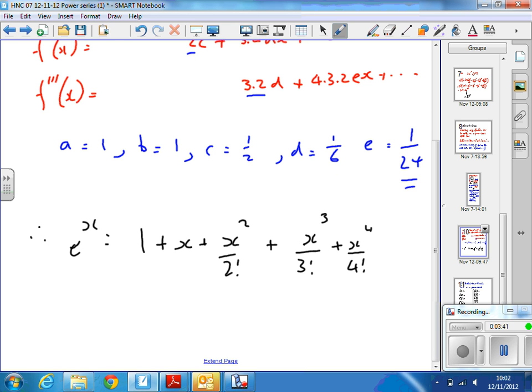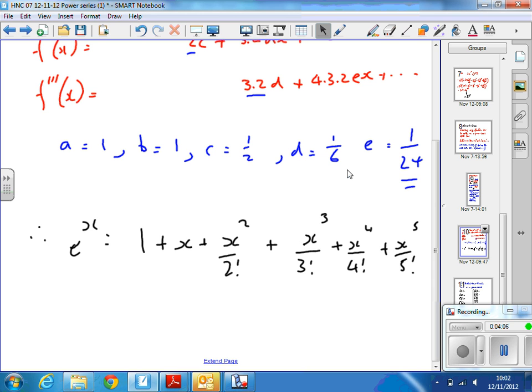Once we start to see the pattern emerging, we can say, okay, I don't need to carry on applying the Maclaurin series anymore. I can just carry on and write it. So the next term will be x to the 5 over 5 factorial, and so on. And we've come up with a power series for the exponential function.